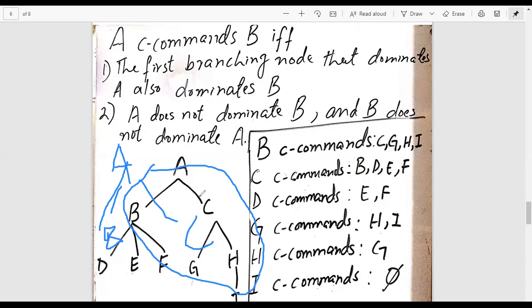So same is the case with C. If we say that C commands B, what will we do? We will go one step up, so one step up here we get A, and then we will go all the way down, as much down as we want or as we can go. So here we can only go up to B. So we can also say that C commands B, right? So let me erase it.